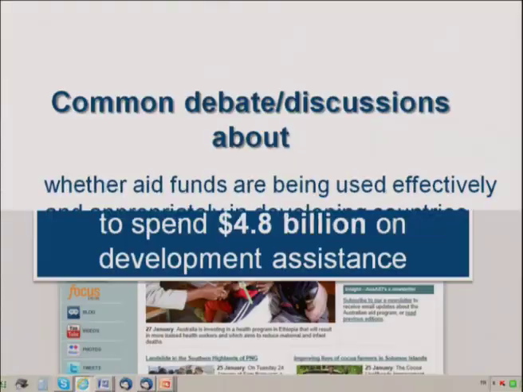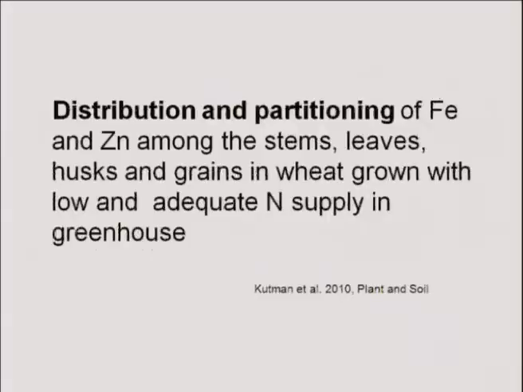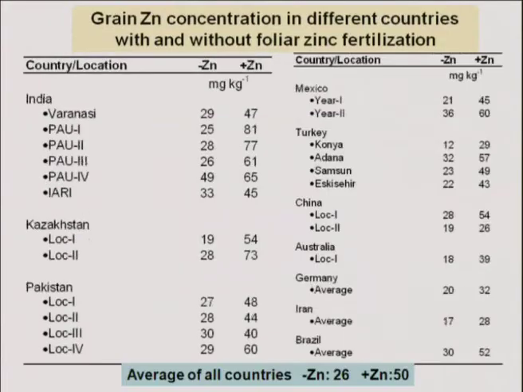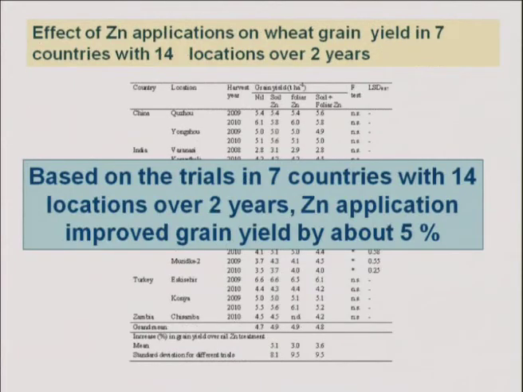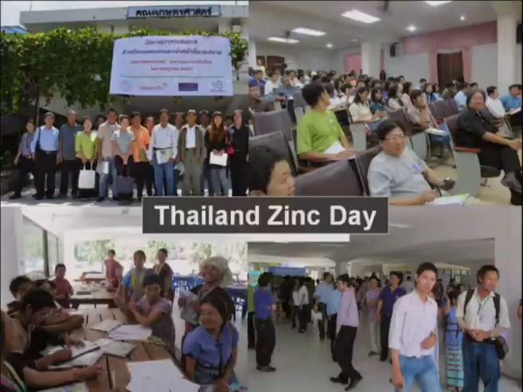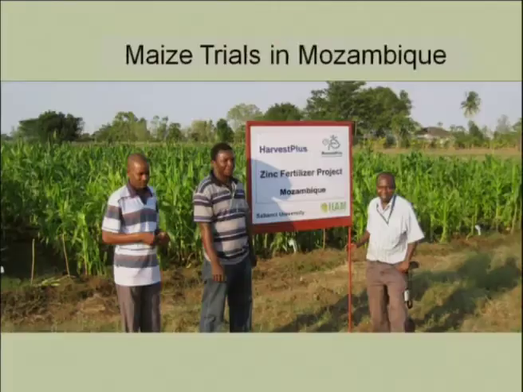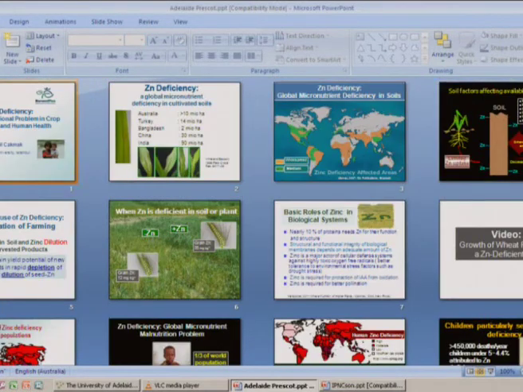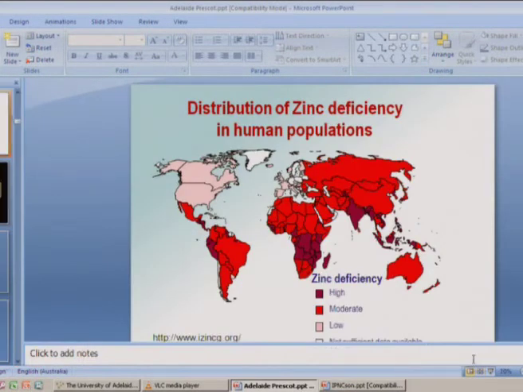In Australia, we have soil zinc deficiency. I think there is no zinc deficiency, no incidence of zinc deficiency in the human population; it is not the case in Australia. You mean this slide?